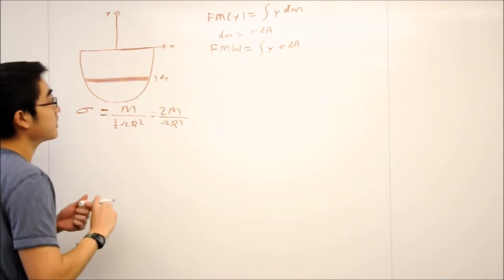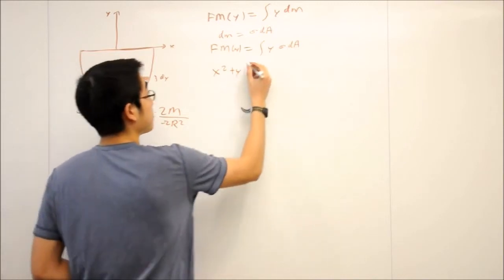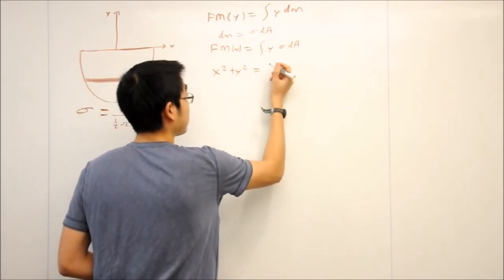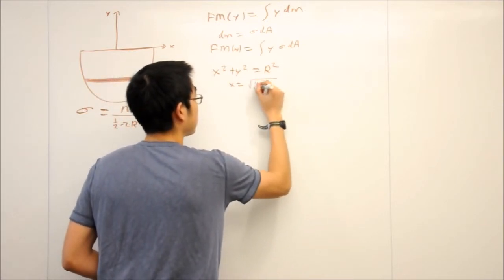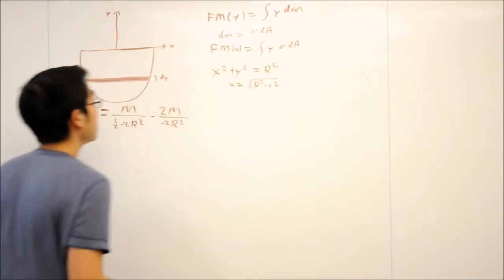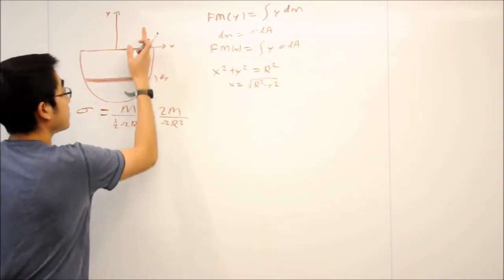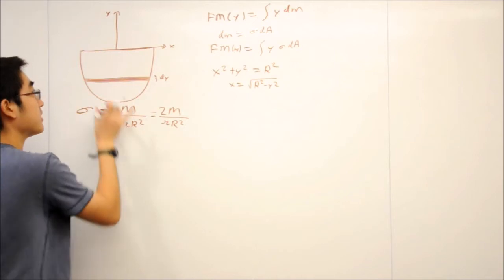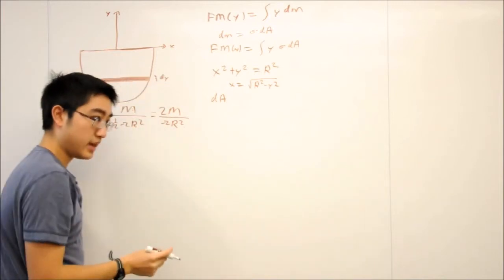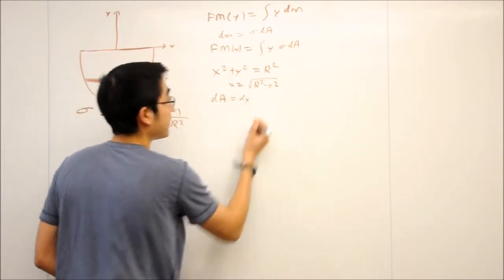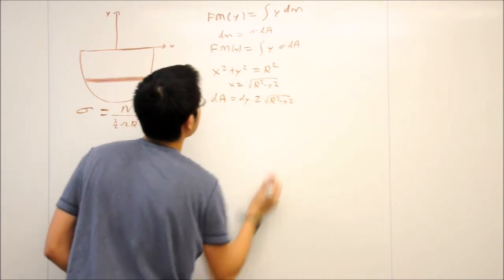Now, to calculate the width, note that the equation of a circle in general is x squared plus y squared equals the radius squared, which is big R squared, which means that x is equal to the square root of big R squared minus y squared. Now, x is just the horizontal distance from the origin to the side of the semicircle. So that means that the total width is twice that distance. Therefore, dA is equal to the height, which is dy, times the width, which is 2 times square root of big R squared minus y squared.